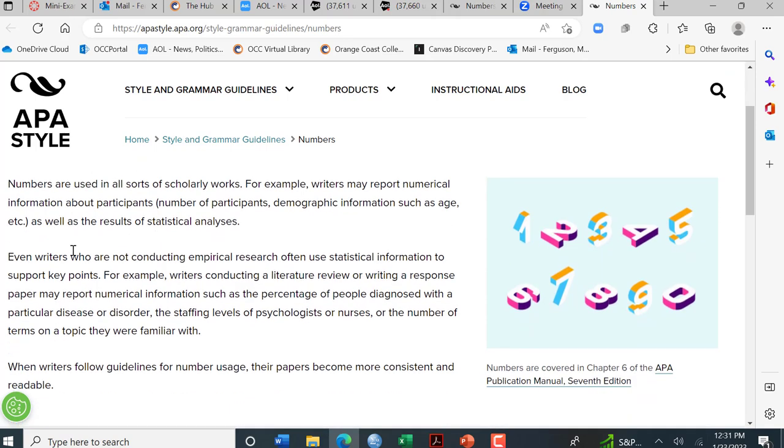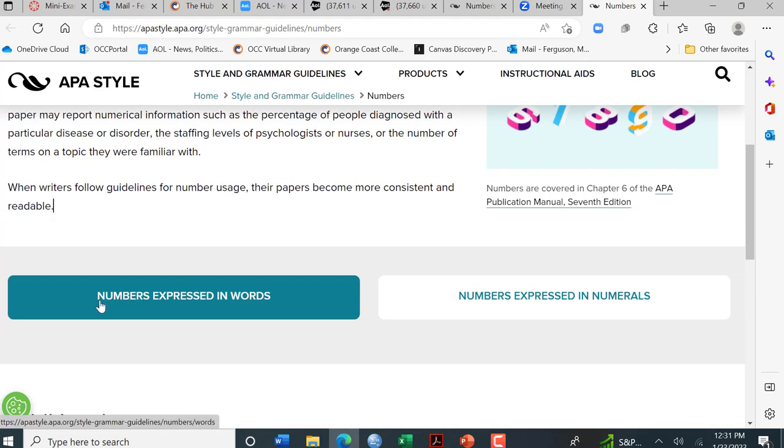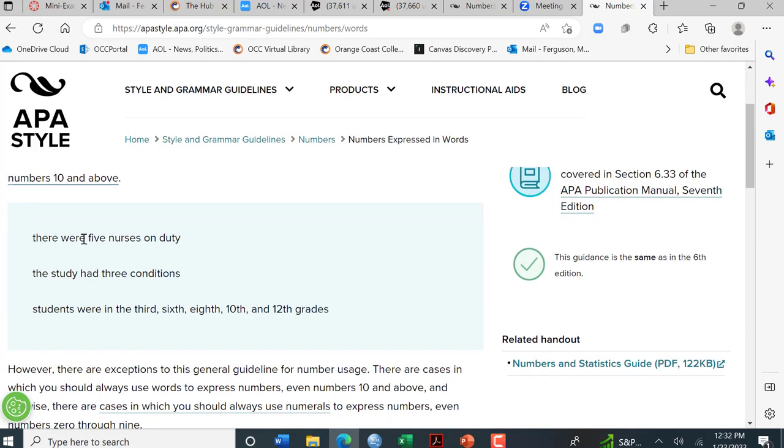So you can also click on this APA style guide. And basically this first page says the same thing. And then we have the exceptions, numbers expressed in words. So here it's giving you the examples. This is under 10, so you write it out. This is under 10, so you write it out. Here, even when we're talking about ordinal numbers, see these are all under 10, so they have been written out as words. These are over 10, so they are written out as numerals.